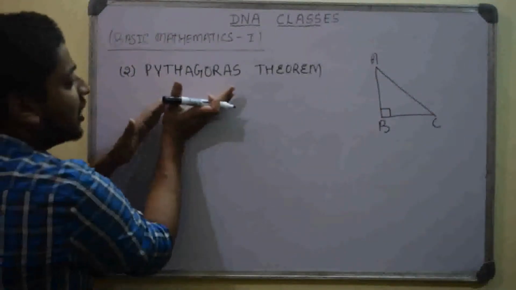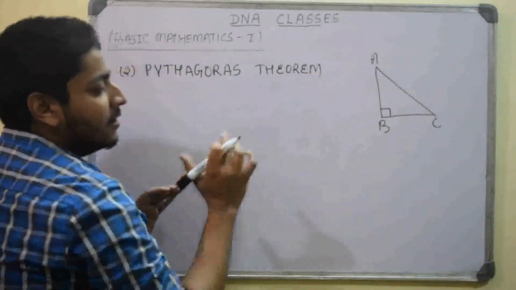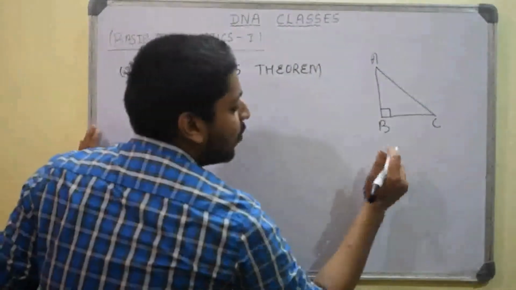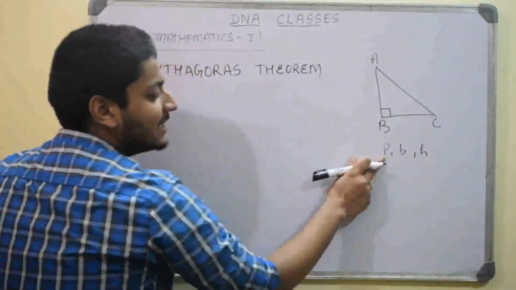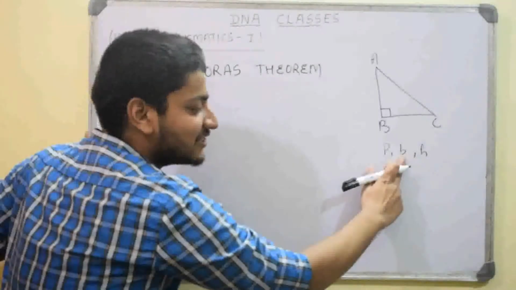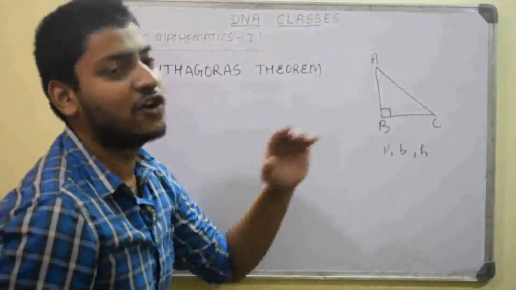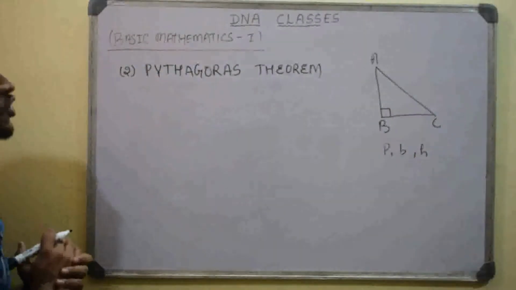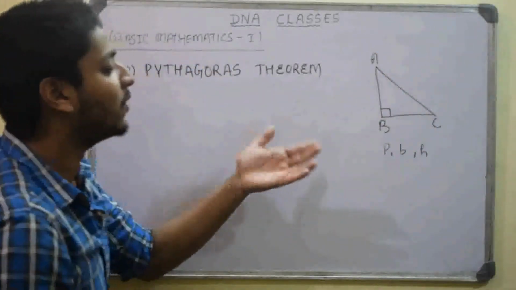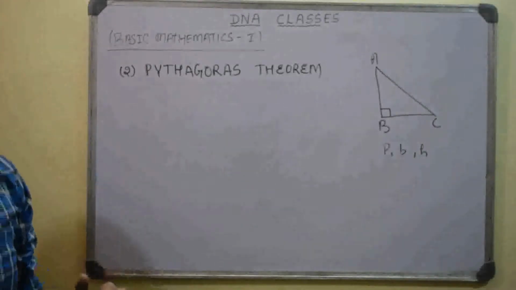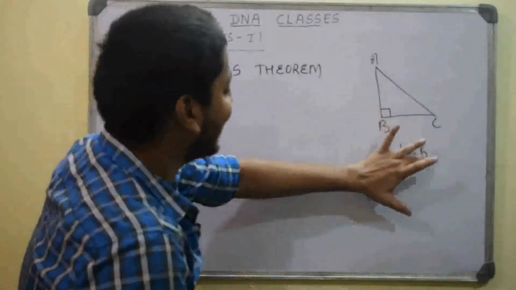Now Pythagoras Theorem we can apply in a right angle triangle. We have to identify which one is P, which one is B, which one is H. P stands for perpendicular, B stands for base, and H stands for hypotenuse. So first we will identify which side of a triangle is hypotenuse. Guys, it's very easy to analyze this thing.